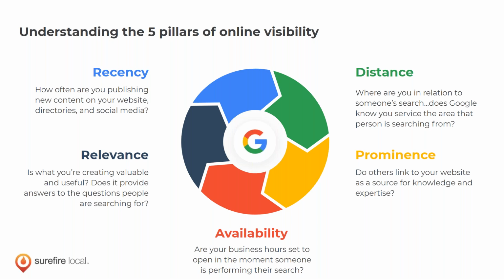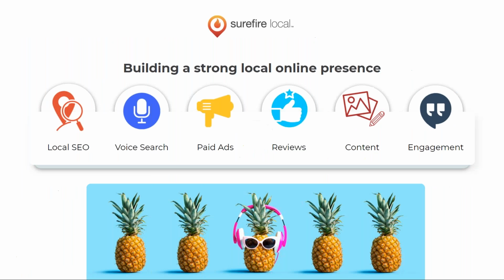So distance, prominence, availability, relevance, and recency. And again, we'll send this webinar out afterwards so you can look through it to track this over time.